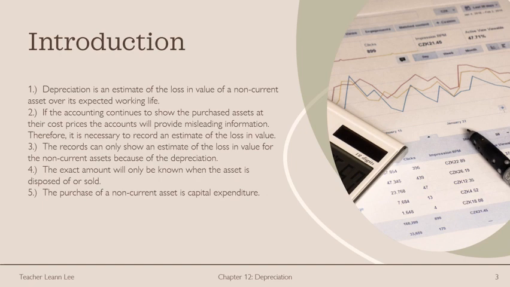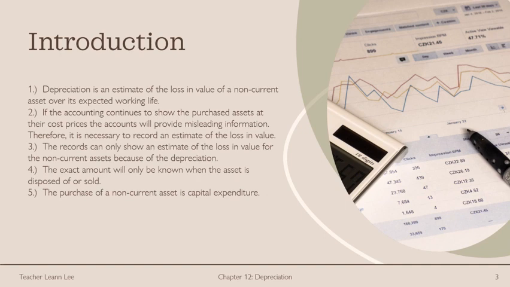So the more that you use it, the longer the time that you use it, the lower the value of the non-current asset. If the accounting continues to show the purchased asset at its cost price, the accounts will provide misleading information. It means that if you keep on recording the same cost price as your non-current asset in your SOFP, it will show misleading information, because the car that you are driving now is no longer worth what it was on day one that you purchased it.